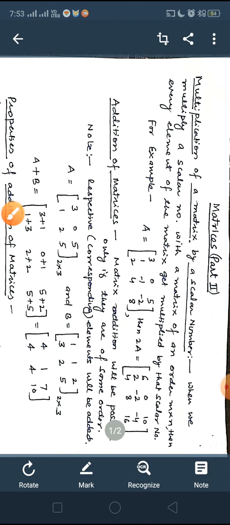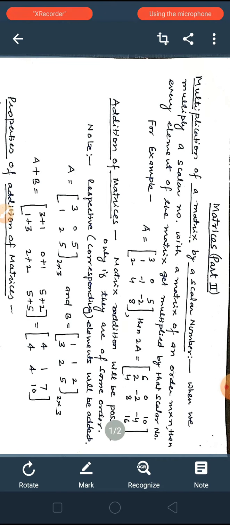Have an example. A is equal to 3, 1, 2, 0, minus 1, 4, 5, minus 2, 8. Then we wish to find 2A. As its definition says, every element will be multiplied by the scalar. If we multiply the scalar by the matrix, then it will be 6, 2, 4, 0, minus 2, 8, 10, minus 4, 16. I think you understand multiplication of a matrix by a scalar number.